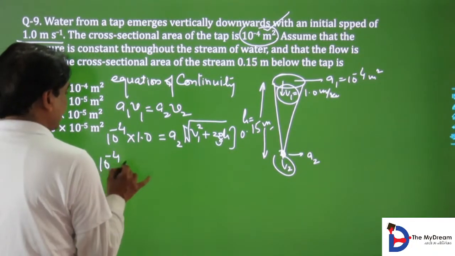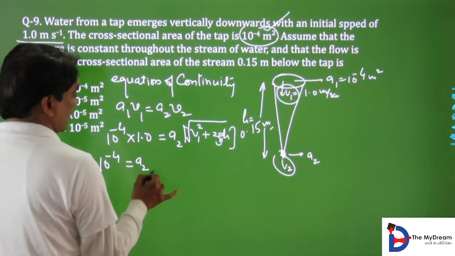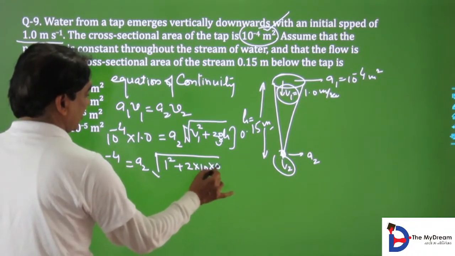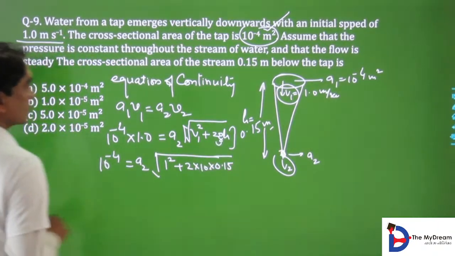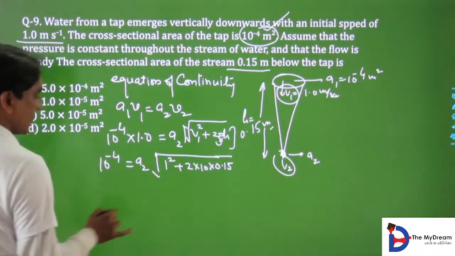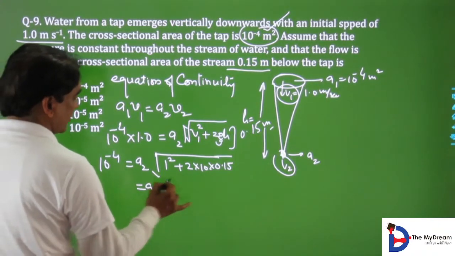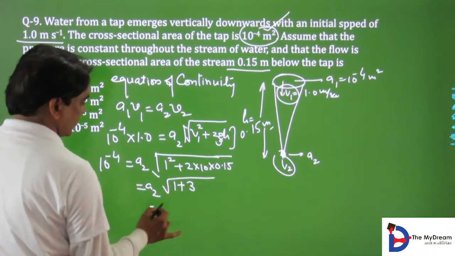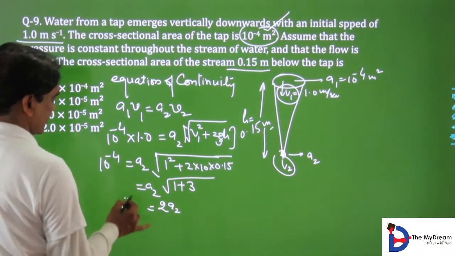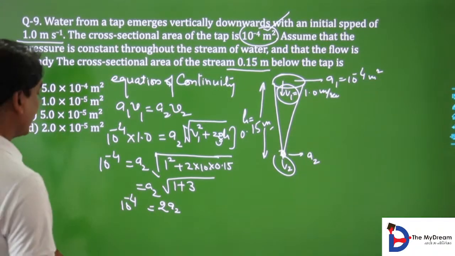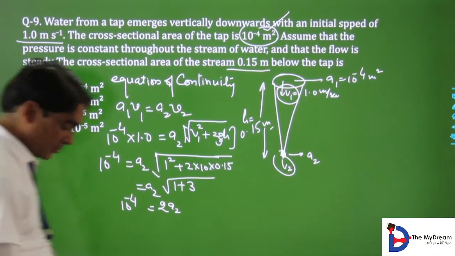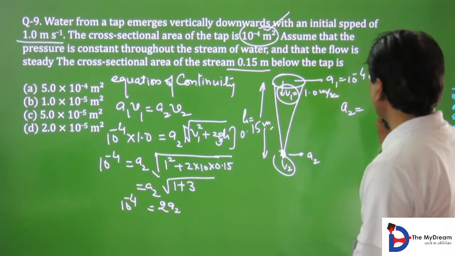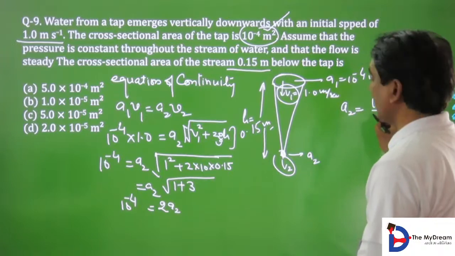So you can write down A2, the value of V1, that is 1 square, plus 2 into 10 into 0.15, which is given to you here. So that is 1 plus 3, that is 2 A2. So which option is correct? A2 is equal to 10 raised to the power minus 4 divided by 2.